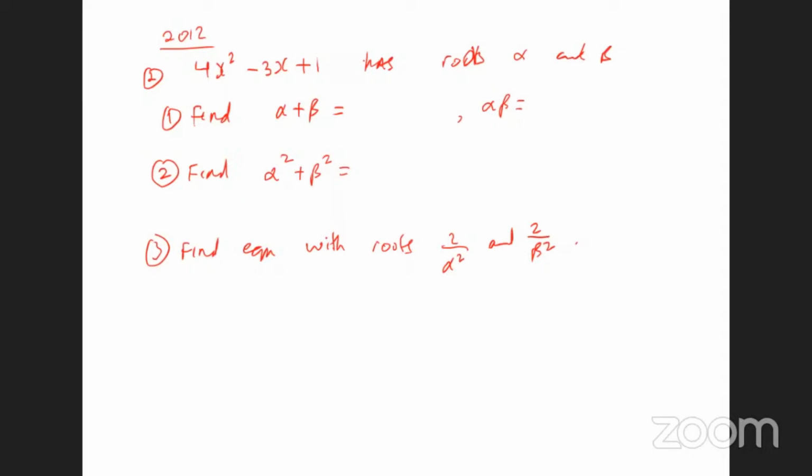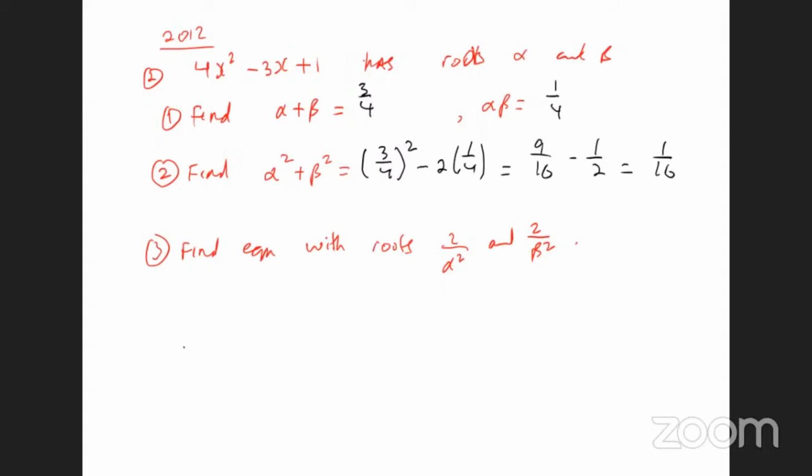All right, so let's see. So the first part, alpha plus beta is minus b on a, so that's 3/4. Alpha by beta, that's c on a, so that's 1/4. Alpha squared plus beta squared is alpha plus beta all squared minus 2 alpha beta. So that's 9 on 16 minus a half. So that's 1 on 16.